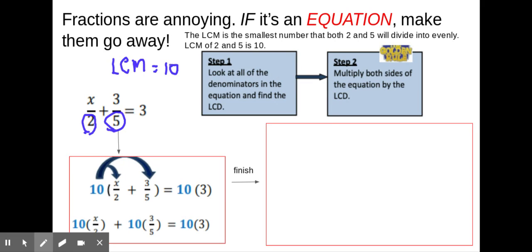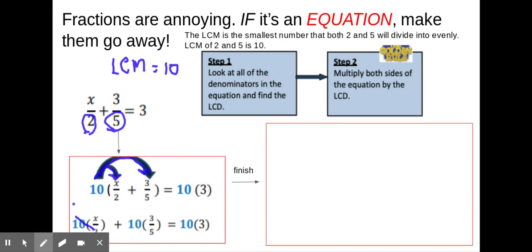So we're going to multiply both sides of the equation by 10. And in order to do this, we're going to have to distribute the 10. I like to call this multiplying through by 10, because each term will be multiplied by 10, and that will clear every denominator and get rid of the fraction. All we need to do is reduce.